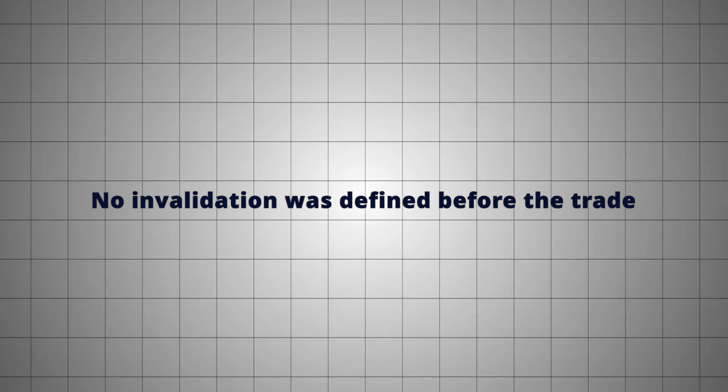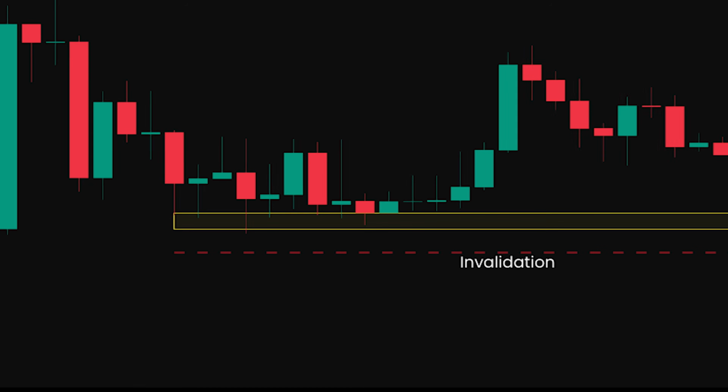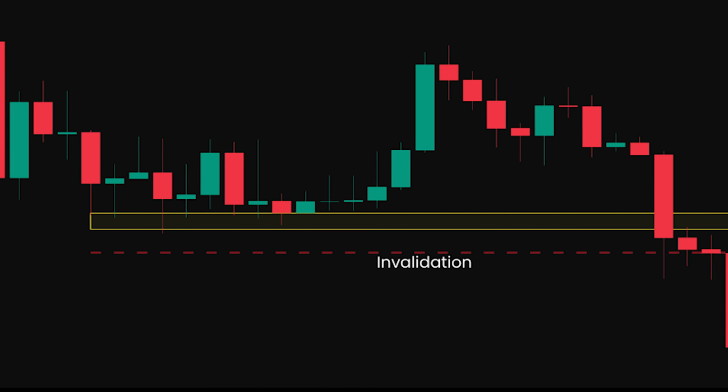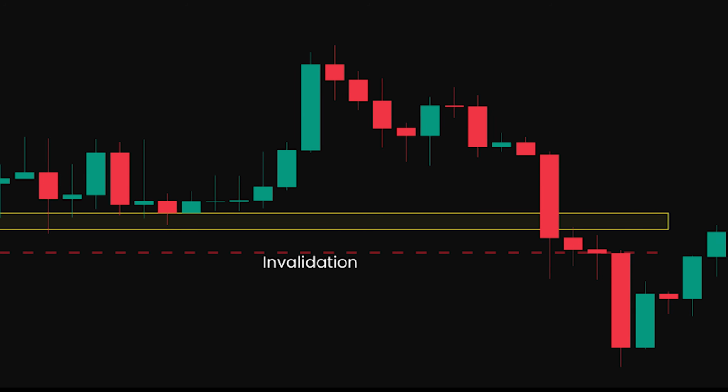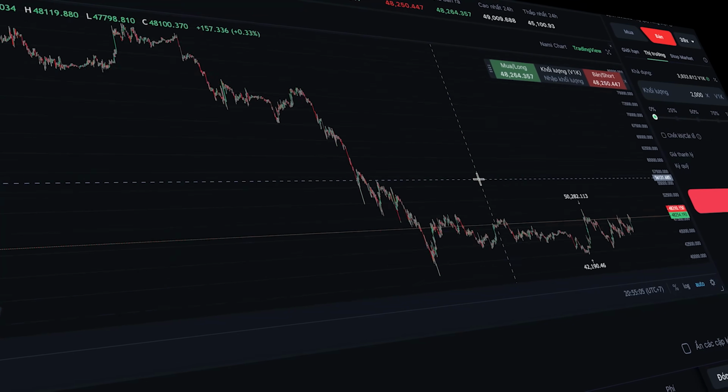The fourth reason that zones fail as trades, even when they do not fail as levels, is that many traders never define in advance what would prove the zone wrong. If you do not know what invalidates your idea, you cannot manage your trade. You're reacting emotionally to every wick instead of following a plan that you built before you had money on the line. Before price ever reaches the zone, you should know the answer to one question.